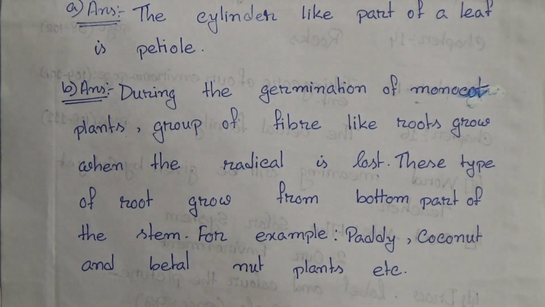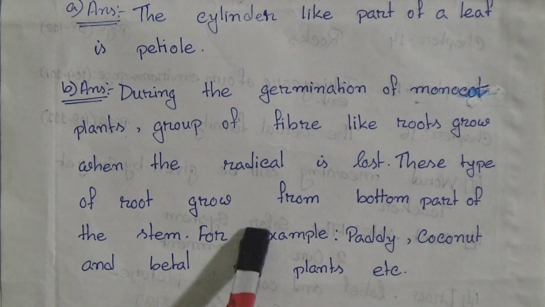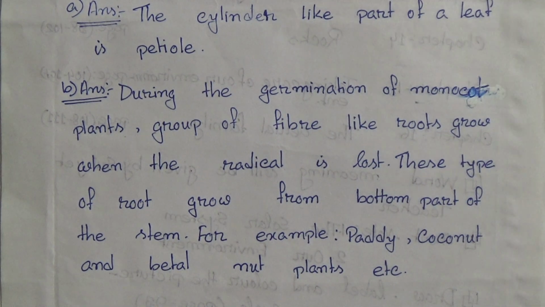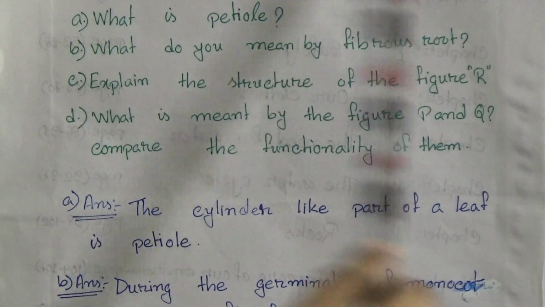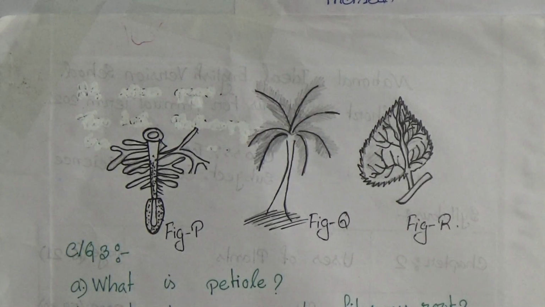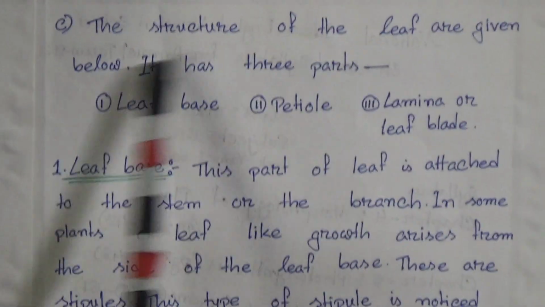So, what is fibrous root? Fibrous root is fiber-like root and they grow radially and the radicle is lost. This type of root grows from the bottom part of the stem. Now, question answer C. Explain the structure in the figure R. In the figure R, we see the leaf of a tree. The structure of the leaf is given below.